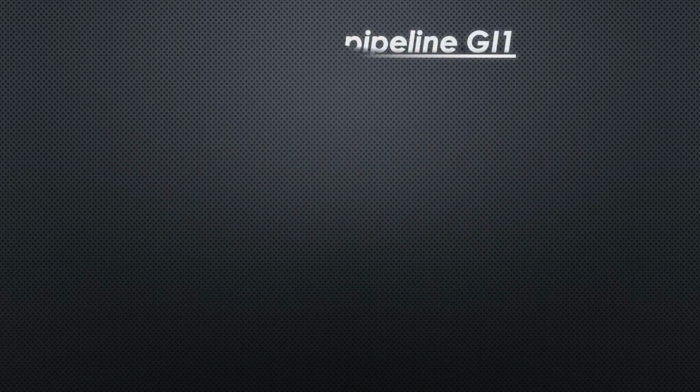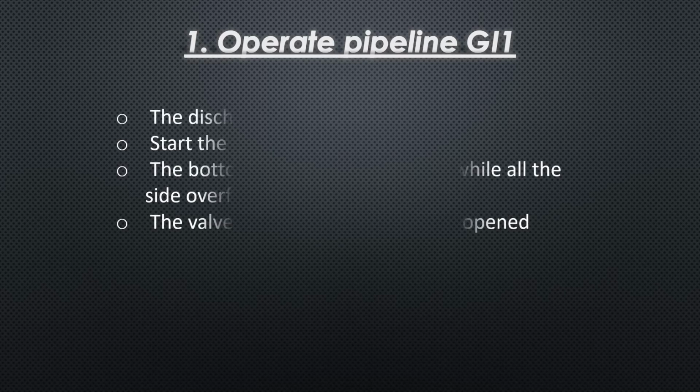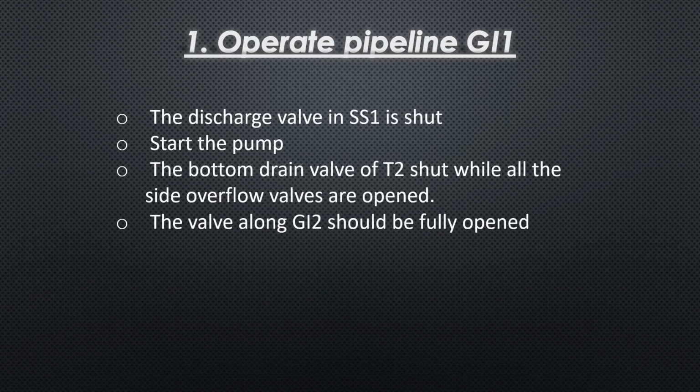So for the first procedure, we operate pipeline for GI1. Firstly, make sure the discharge valve in SS1 is shut. Then start the pump to operate the pipelines GI1 and GI2. The bottom drain valve of T2 should remain shut, but all the side overflow valves are open. Then the valve along GI2 should be fully open for water to gravity flow from T2 back into T1.